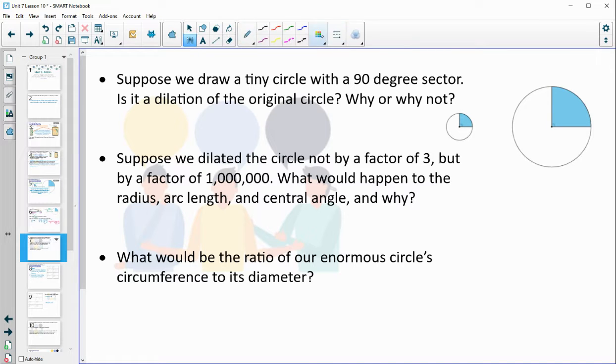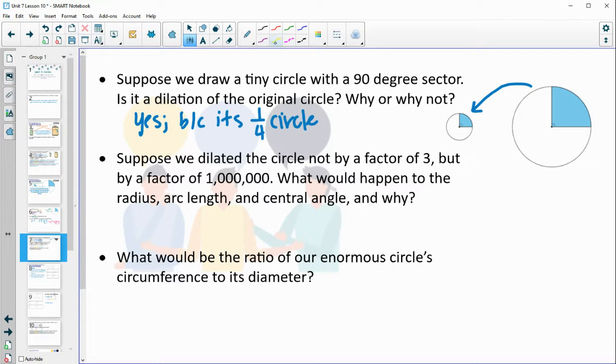All right, so what if we drew a tiny circle? If this was our original circle and we made it smaller, and we made a tiny circle that still had a central angle of 90 in that 90-degree sector, is it a dilation of the original? Why or why not? And yes, because it's still 1/4 of the circle. So it stays the same proportion, and we know that all circles are dilations of each other. If it's still taking up the same portion of the overall circle, then we will be good.